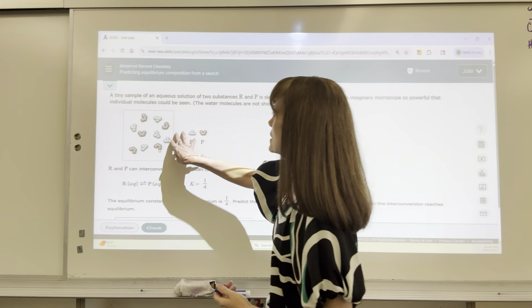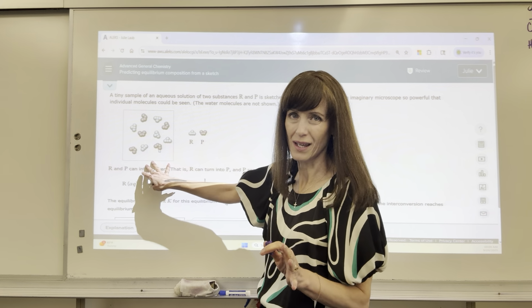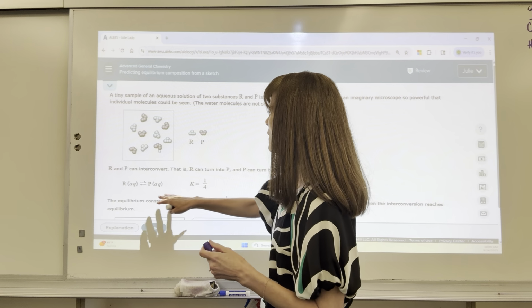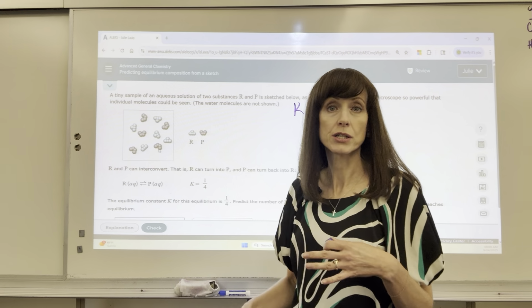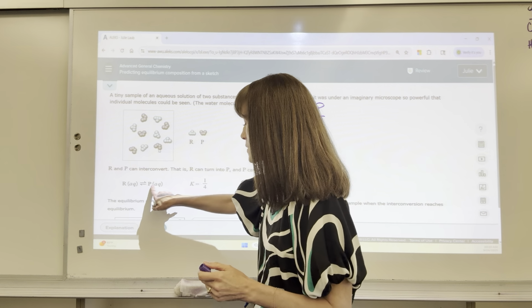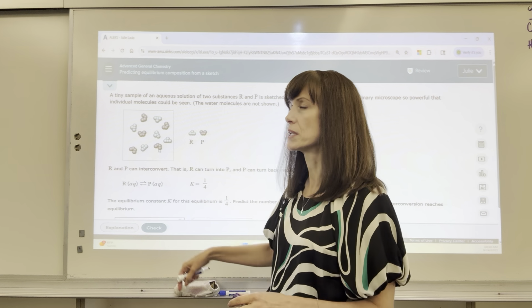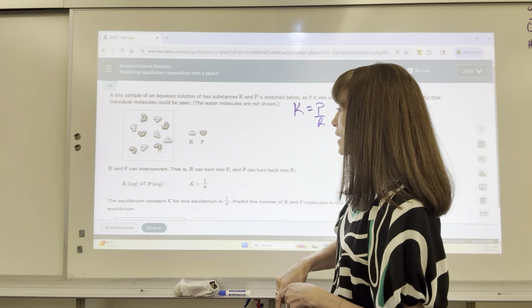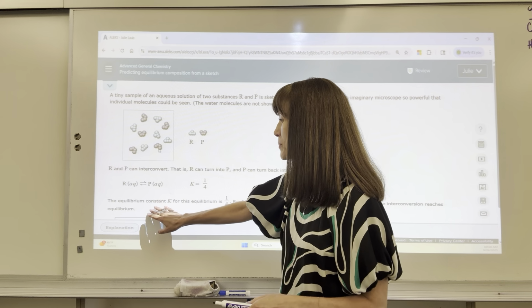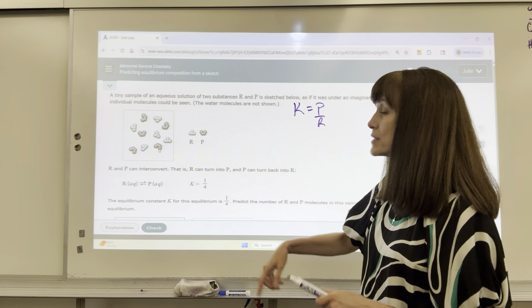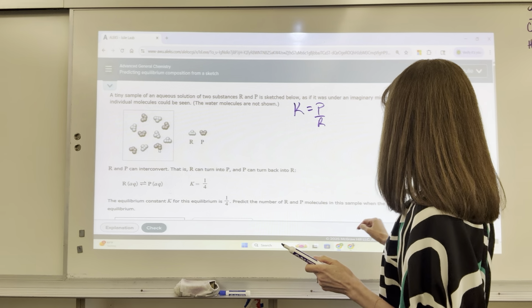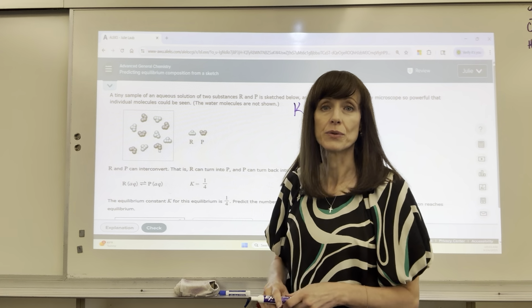They give us this tiny sample, pretending that we can see the molecules down at the atomic level, and then they give us the reaction, and this reaction will always be R yields P, reactants yields products on this particular problem. And then they give you K. It says the equilibrium constant K for this equilibrium is 1/4. Predict the number of R and P molecules in the sample when the interconversion reaches equilibrium.